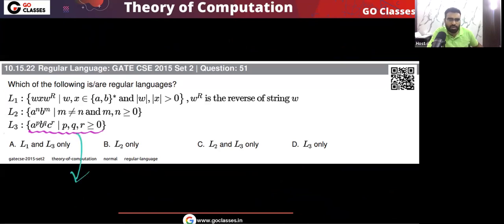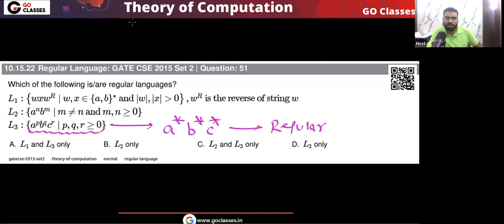So can I say this language is a star, b star, c star? Because P, Q, R are greater than or equal to 0, I can say any number of a's followed by any number of b's followed by any number of c's. This is the regular expression, so this is regular. Very simple, because in this L3 there is no relationship between P, Q, R. So this language is definitely regular. Okay, L3. What about the remaining?